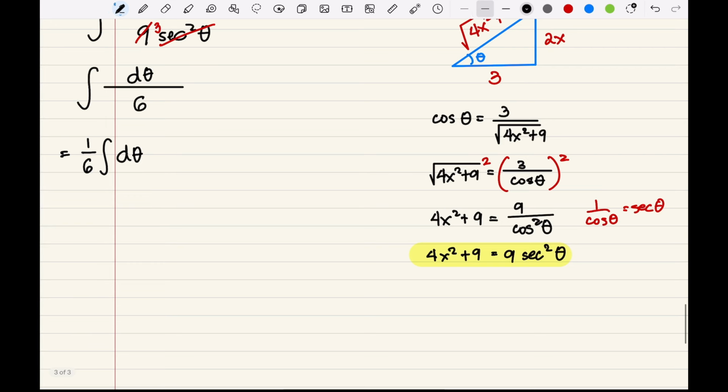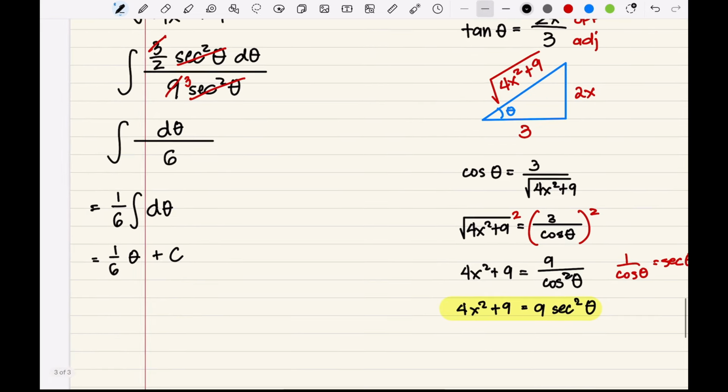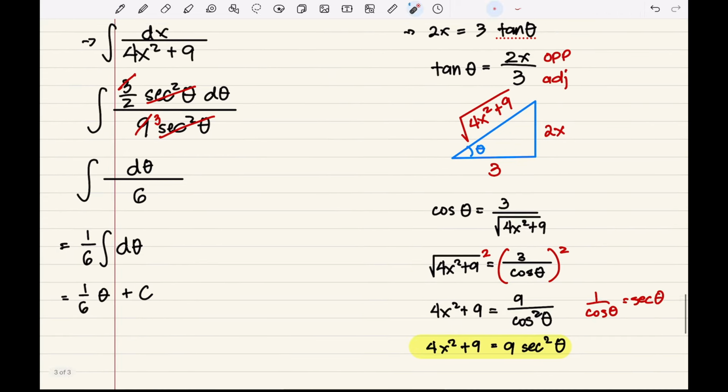And then, integrating, so we have 1 all over 6. The integral of d theta is simply theta. And then, constant of integration plus c. And then lastly, since our original integral is in terms of x, and our integral is now in terms of theta, we need to revert theta into its corresponding x value.